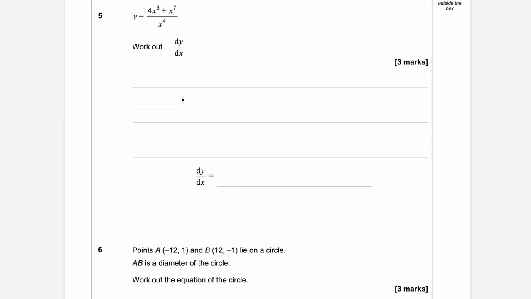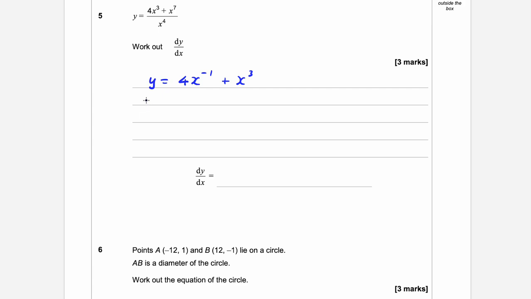Question 5. y equals this, work out dy/dx. Okay, first thing, guys, I'm going to write this as y equals 4x to the power of, now I'm going to do these separately. This divided by this, 3 minus 4 is minus 1. And x to the 7 over x to the 4 is x cubed.